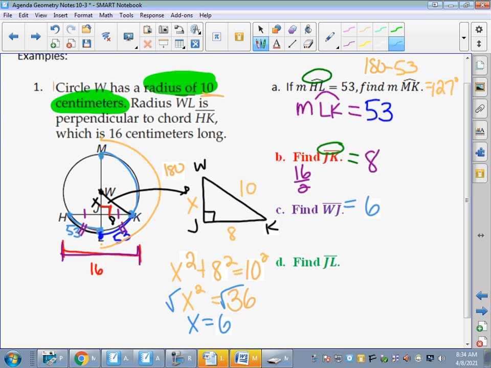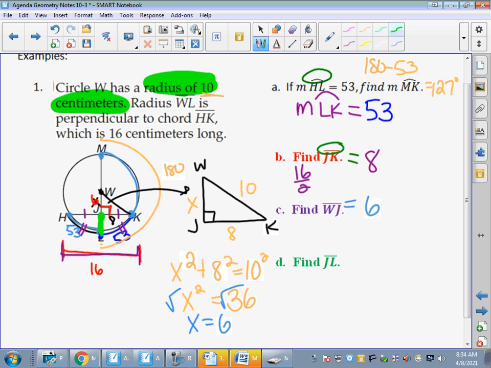Letter D is my favorite one because people try to make this one really confusing, and it's not. It says to find JL. So JL, this segment right here. We did the work already. In part C, we found WJ was 6. Put a 6 over that. What is the length WL?